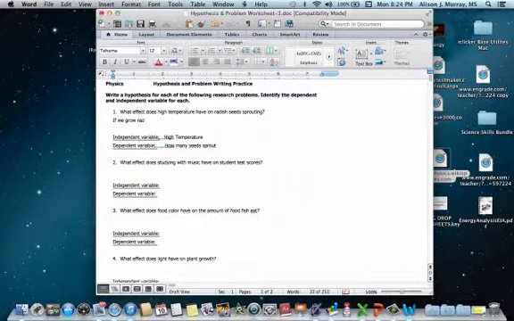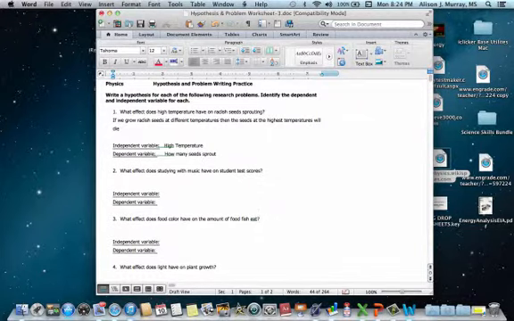So anyway, if we grow radish seeds at different temperatures, and I think high temperatures are going to kill them, then the seeds at the highest temperatures will die because radish plants cannot live at high temperatures. So here's my hypothesis.